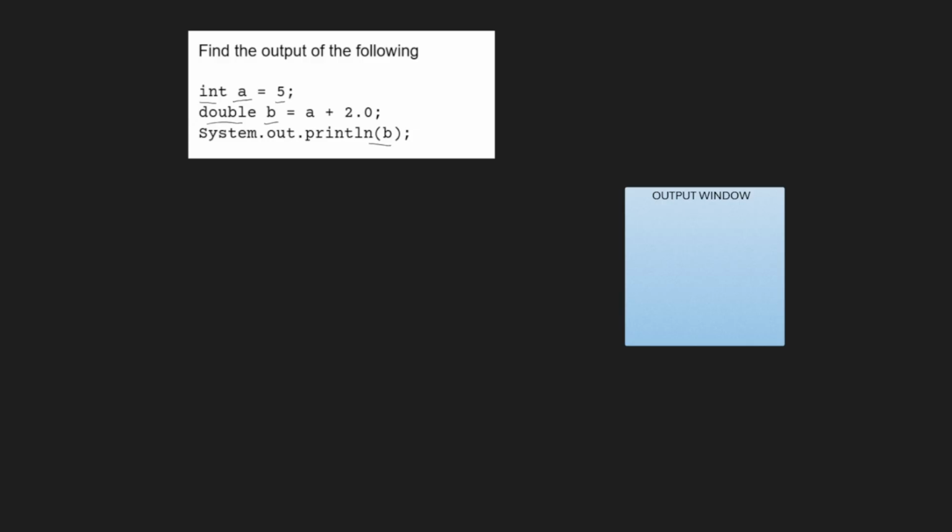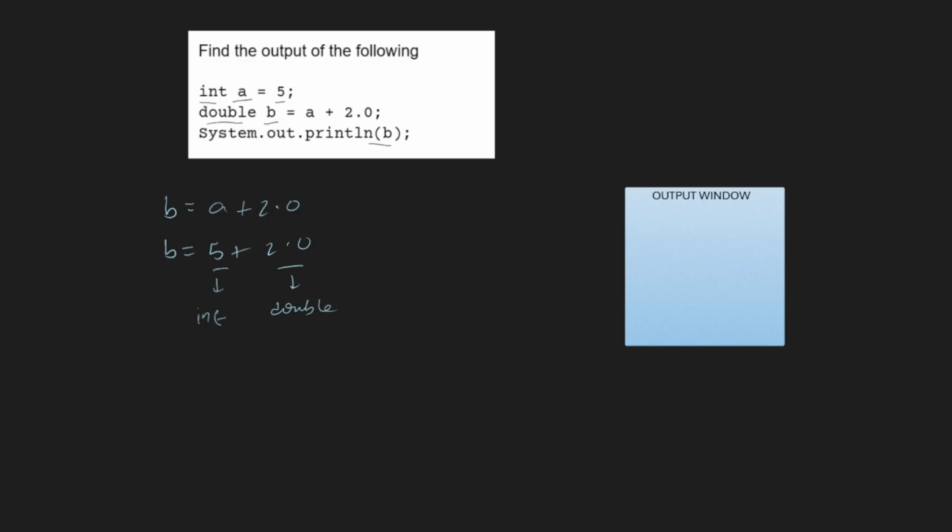This is pretty simple. If you want to evaluate this, we'll just take our second expression. Since we are printing b, we need to find out what b is. If I take b, b is equal to a plus 2.0. A is 5, so I can rewrite this as b is equal to 5 plus 2.0. Now this is an int and this is a double. I can't add a double and an int. So what Java is going to do is it's going to implicitly convert one of these things.